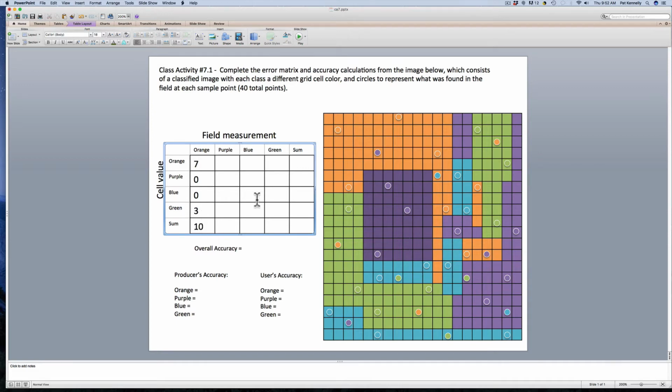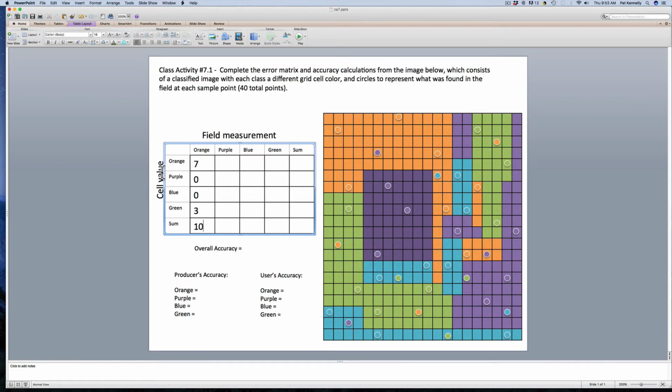And that means that overall, throughout this map, I have 10 orange circles. 7 of those were correct. And all the ones that were incorrect showed that there were places where we thought from the image interpretation the class should be green, and they actually turned out to be orange. The other way that we could do it is we could go across this way.